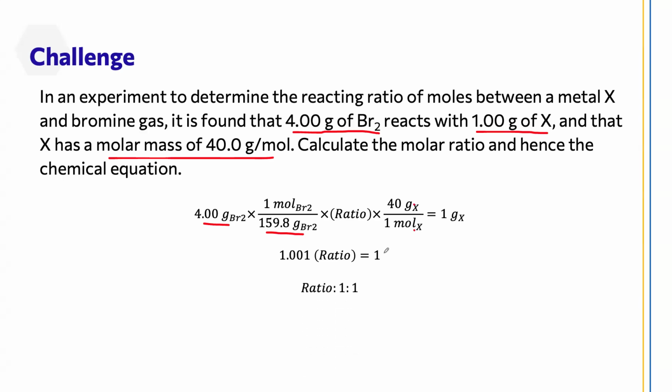So I can effectively conclude that the ratio between Br2 and X is 1 to 1. So I know that in a balanced chemical equation, Br2 and X are going to be in a 1 to 1 ratio. So this is an example of how this can be asked on the AP exam. Well, more challenging examples.